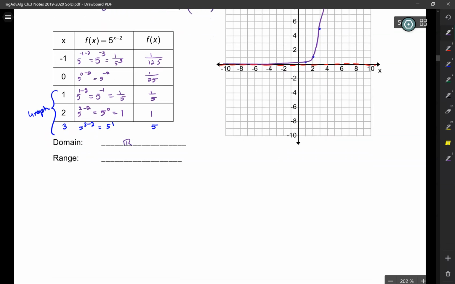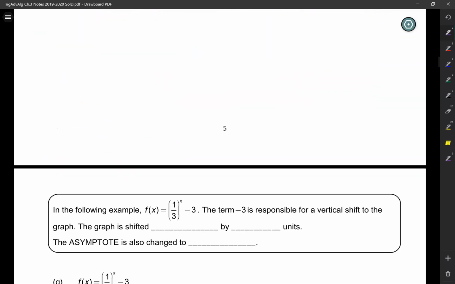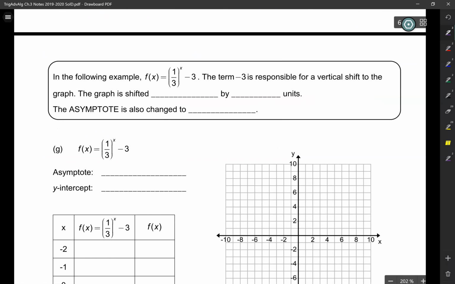Alright, domain is all reals. So you don't really see the shift because it has similar form. So like the whole thing should have moved over. Okay. Look at this next one.